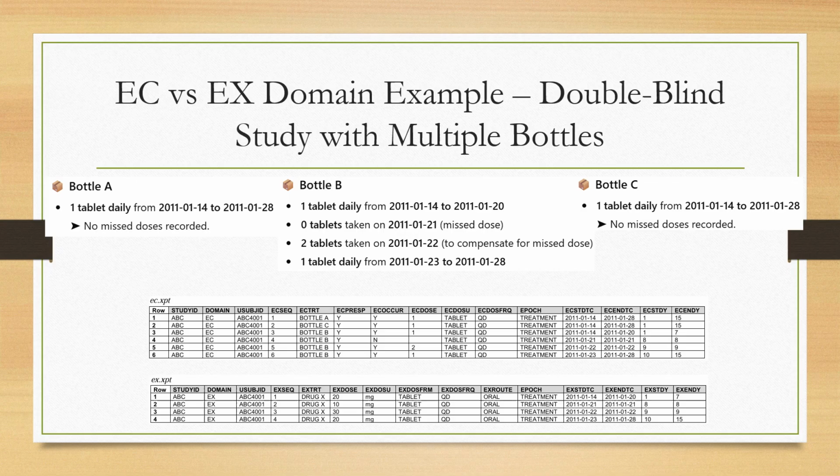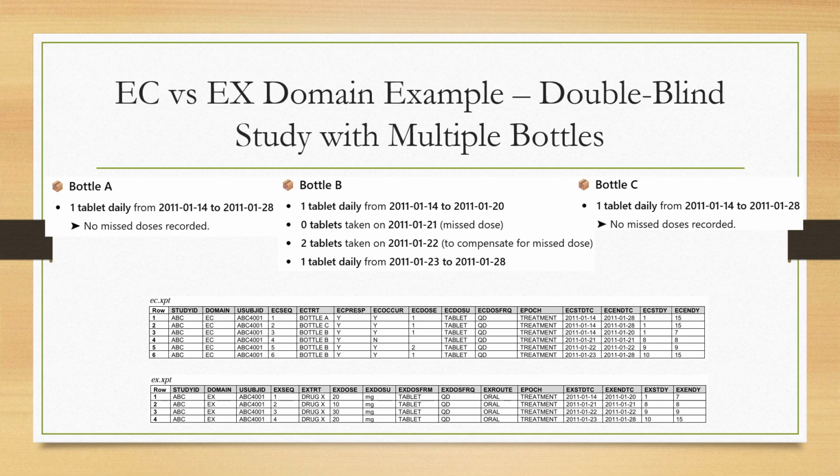And since we know that bottle A and B had the concentration of 10 mg, the first record is for the duration from 14th of January to 20th of January. Why this period? Because this is the common period where the subject has taken one tablet each from all these 3 bottles. So from 14 to 20, the subject took 10 mg from bottle A, 10 mg from bottle B, 0 mg from bottle C, and in total the subject has taken a 20 mg study drug dose.